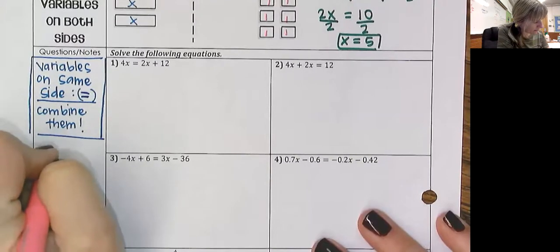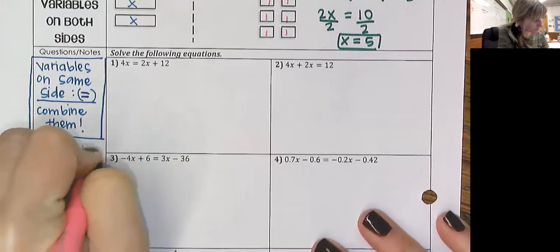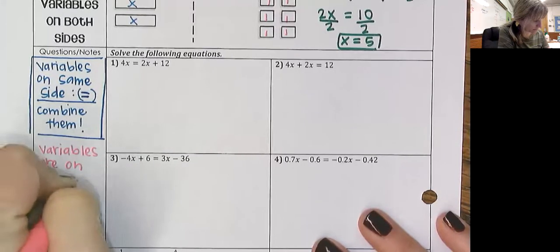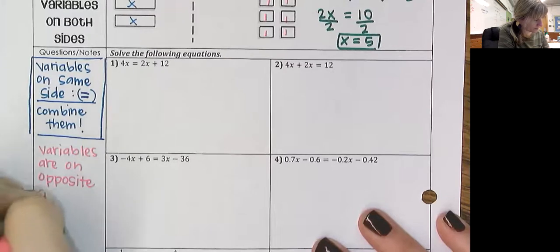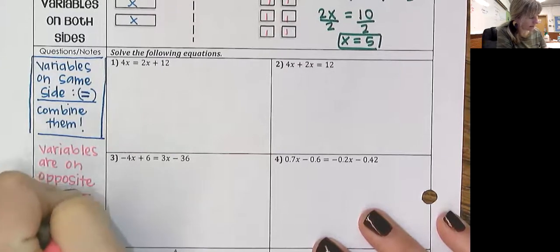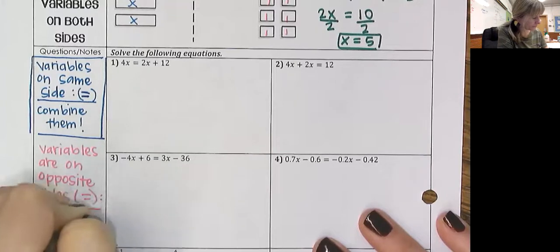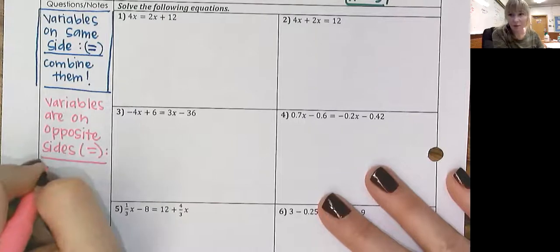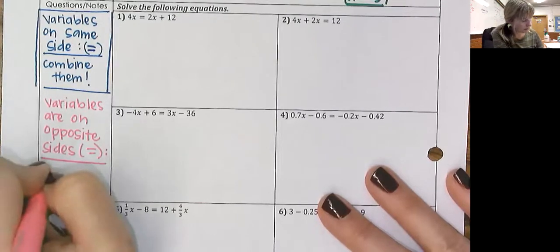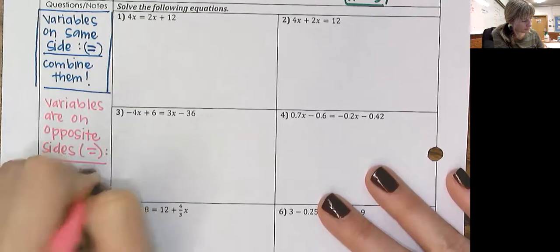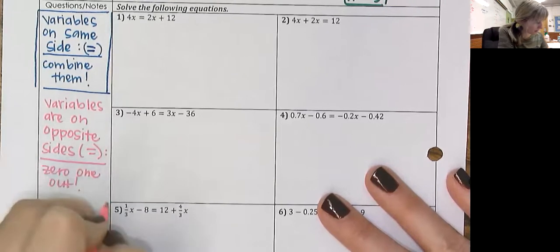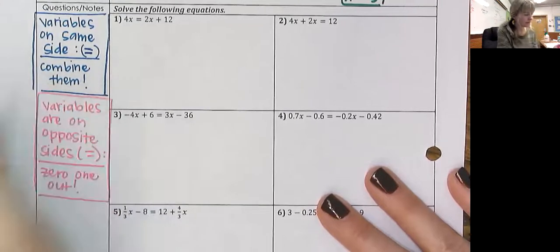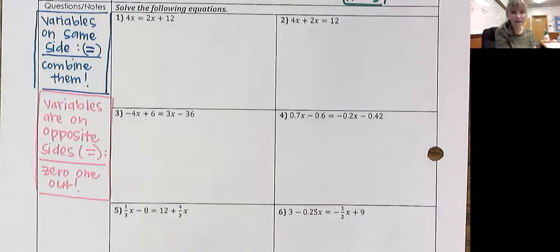But if the variables are on opposite sides, and that's opposite sides of the equal sign, okay, if the variables are on opposite sides of the equal sign, then you have to zero one out. And I'll show you what I mean by that in these examples here. Okay, so let's go through these examples and let's see how this works.